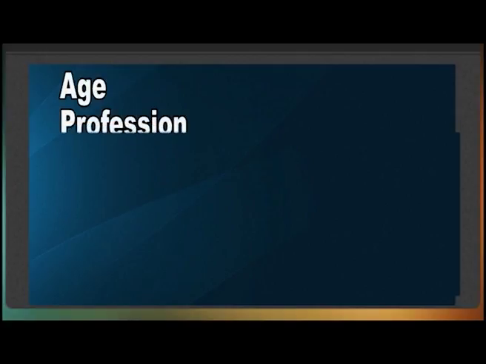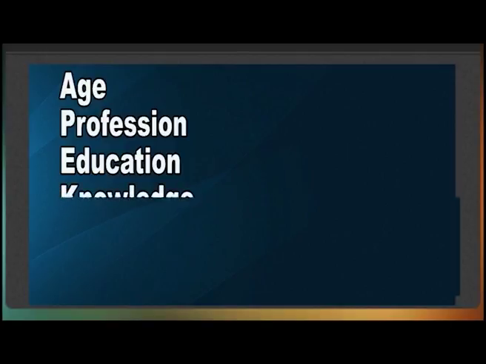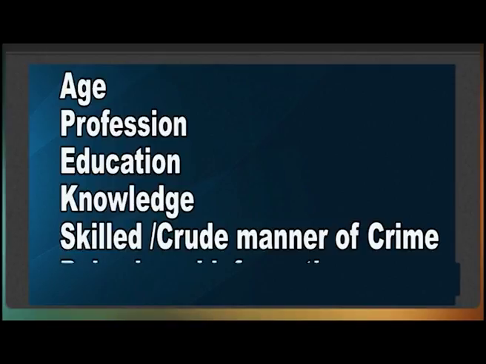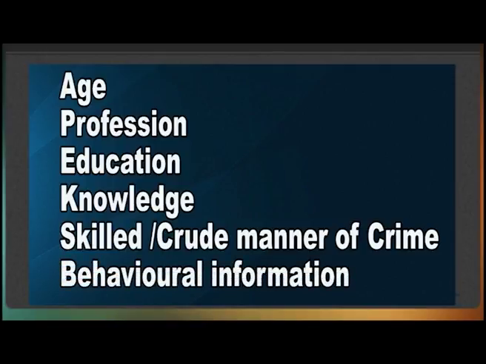The purpose or the objective of a criminal profile is to help a police investigation narrow down the search for the perpetrator of a crime. A profile that can provide a rough estimation of the age, type of profession, education or knowledge, in accordance with the manner in which the crime has been committed, that is, in a skilled or a crude manner, and behavioral information can be of great benefit to the investigating officers, ensuring their investigative efforts are in the right direction.